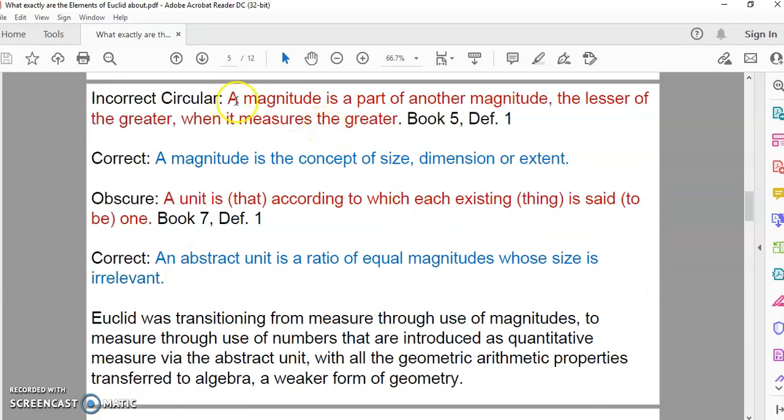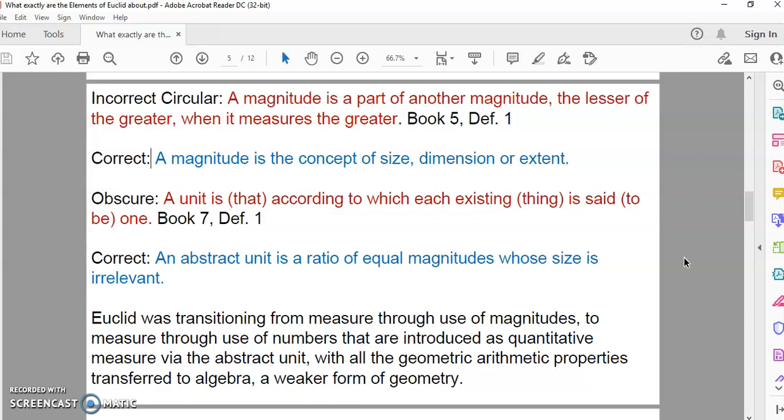A good example of circular definition is the one found in Book 5 and Definition 1. A magnitude is part of another magnitude. Now, that is a complete no-no in well-defined definitions. Okay, you cannot refer to that which is being defined by itself. So the correct definition there would have been a magnitude is the concept of size, dimension, or extent. In other words, it's in its primitive form defined this way.